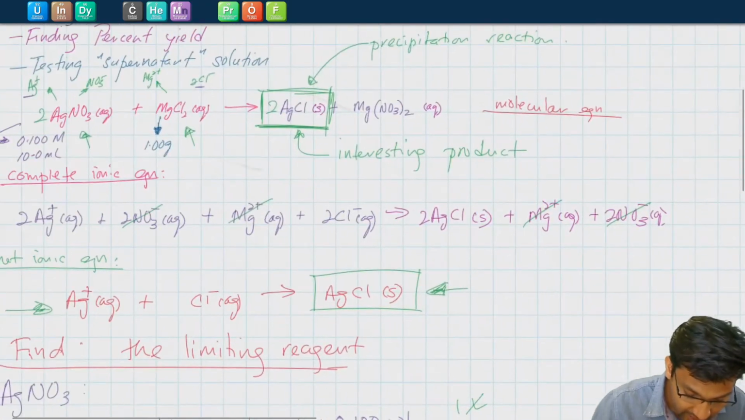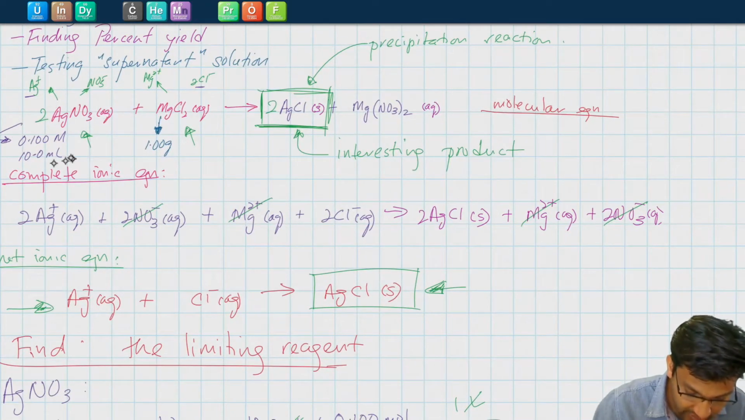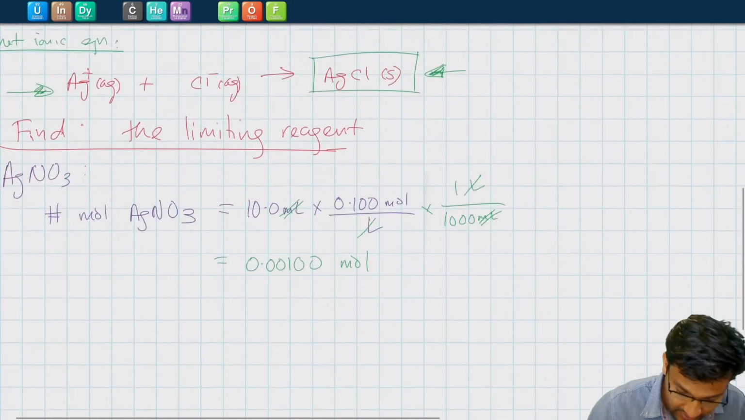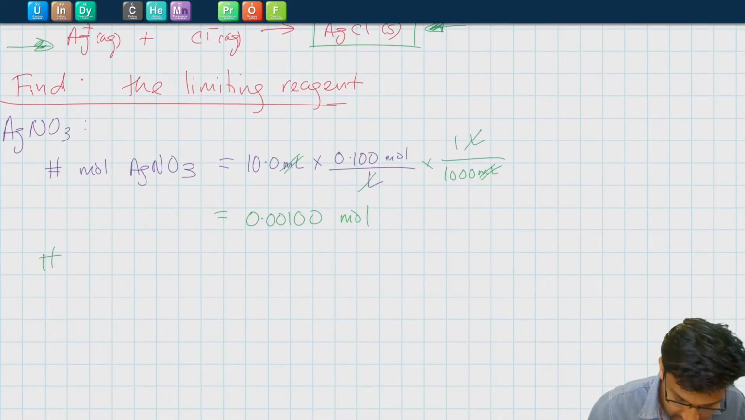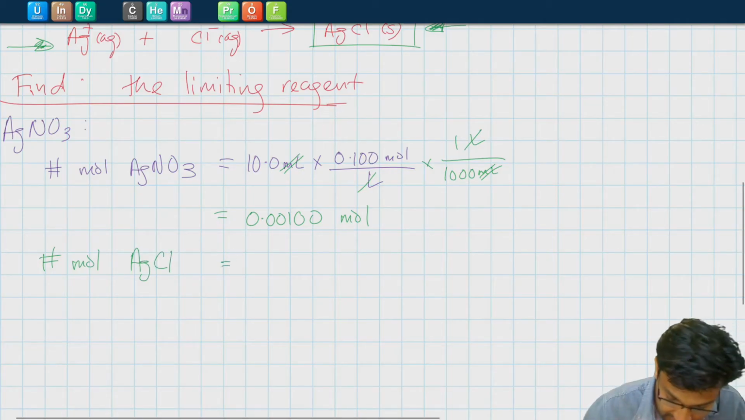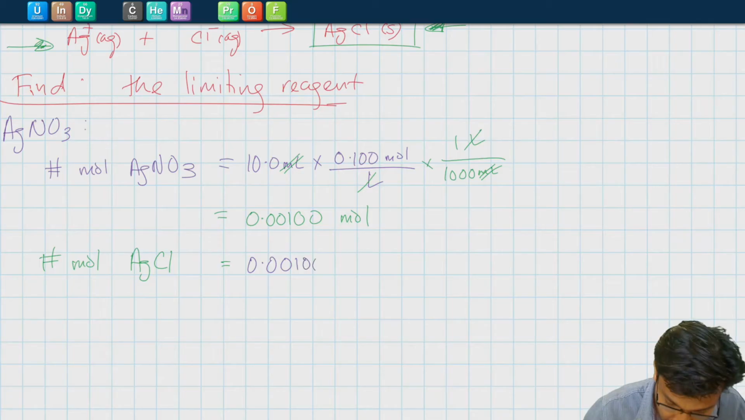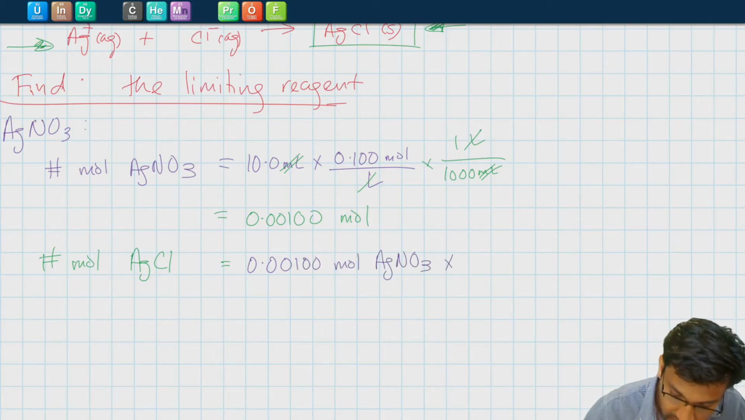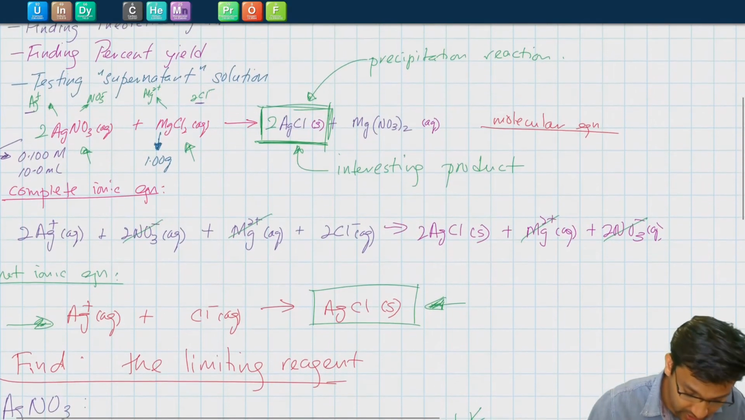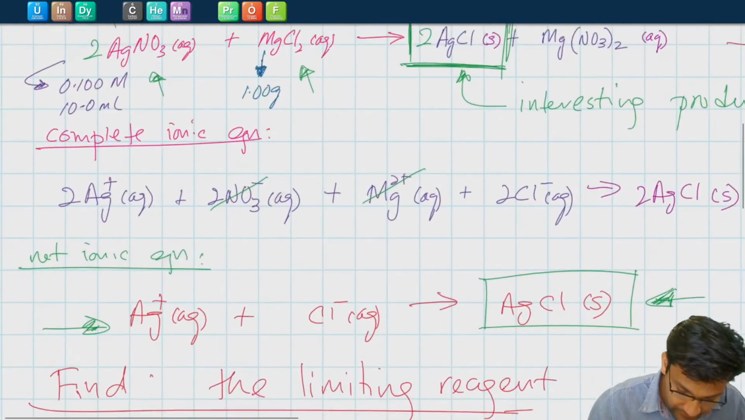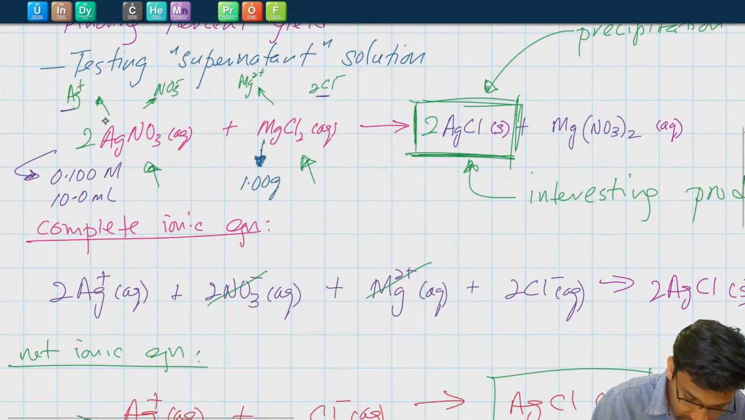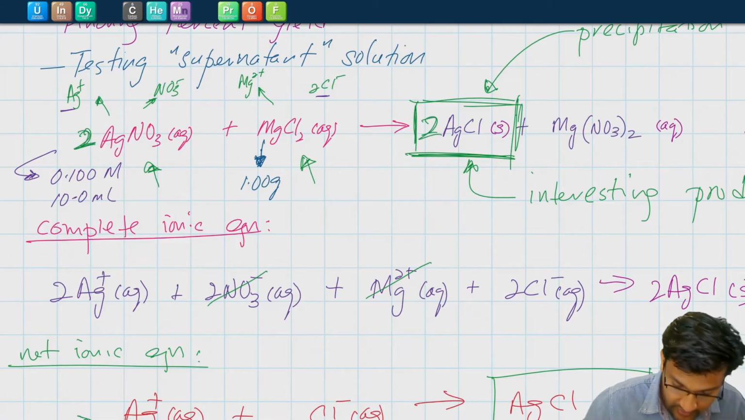Let's look at, if we used up all of the silver nitrate, how much product will we form? So let's figure out how much product, which is the number of moles of silver chloride, we can form from this. We start with 0.00100 moles of silver nitrate. And using this balanced equation, we find that for every 2 moles of silver nitrate, we form 2 moles of silver chloride.